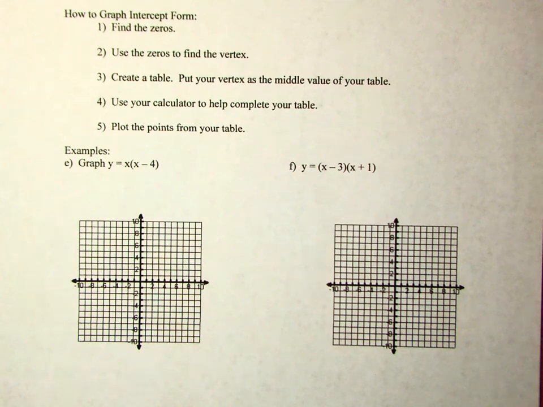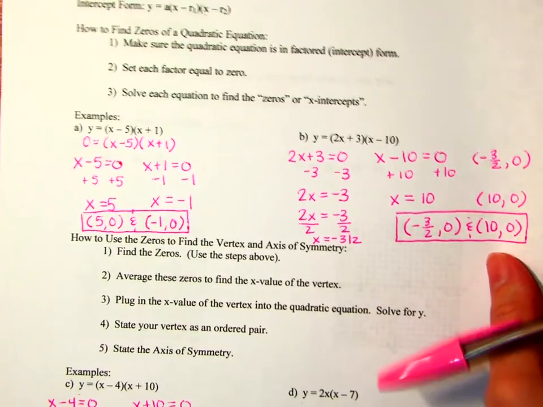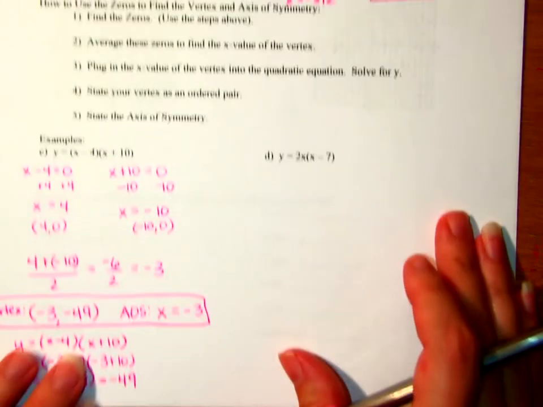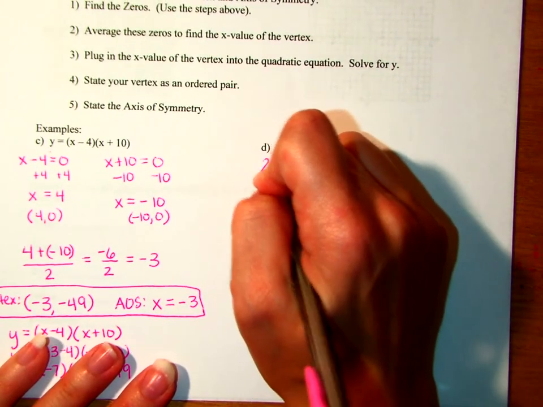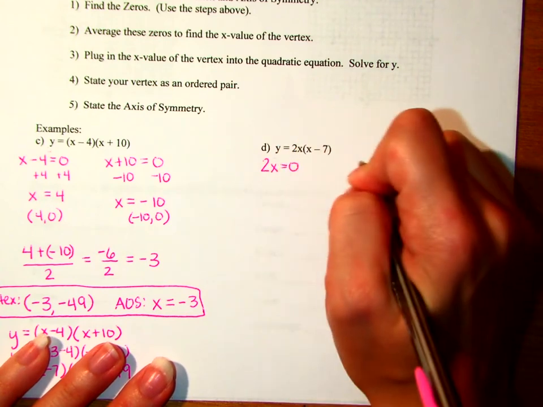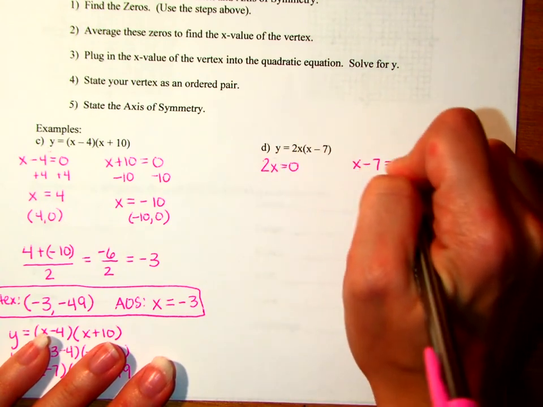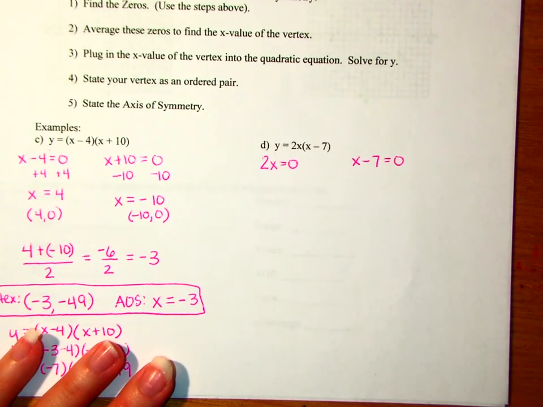Okay, so what we're going to do is see how you all did on solving for the vertex on this previous problem. The first thing you should have done was take both 2x and x minus 7 and set each equal to 0, and solve.